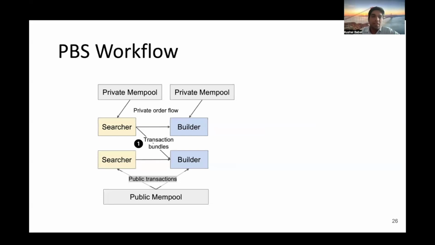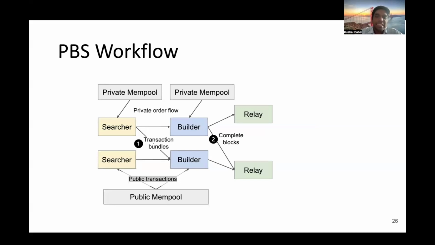Okay, so now, going forward with the details of the design, let me very quickly tell you how the current PBS workflow is structured. You have these searchers and builders, out-of-protocol entities that have their own private transactions coming in, possibly. They also have access to the public mempool, of course, and they're creating these blocks that are being sent to the relay as the second step.